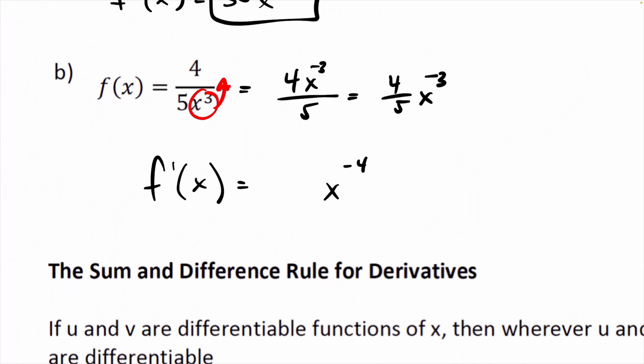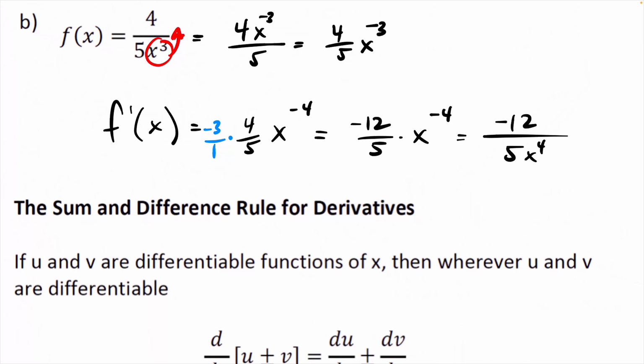Remember, 4/5 was already there. And then what do I multiply by? Negative 3, right? Negative 3, or negative 3 over 1 since it's a fraction. So you get negative 12 over 5 times x to the negative 4. Which, put it back in a fraction. That's the better answer there. It's back in a fraction, like it started. You always want to put it back like it started. And then you want to take care of all the negative exponents.